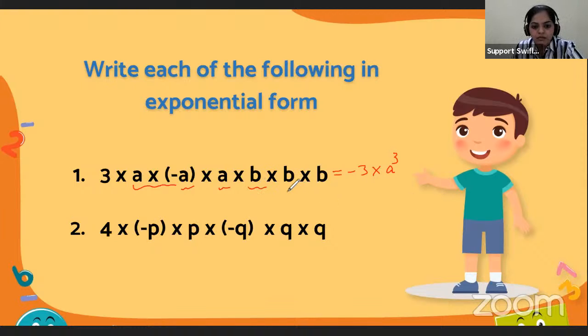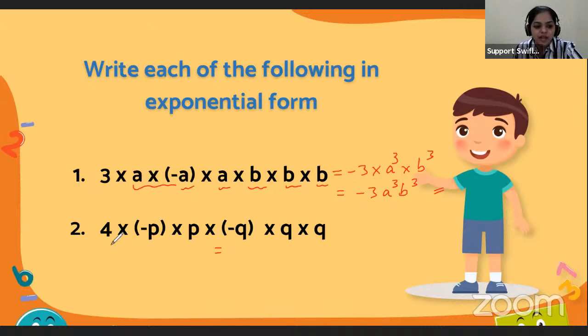And b, how many times do we have? We have 3 times. So again b raised to the power 3. In simplified form we can write minus 3a raised to the power 3 b raised to the power 3, or minus 3a cube b cube. So our answer for the first question is minus 3 a raised to the power 3 and b raised to the power 3. Got it? Okay, let's solve the second question together.